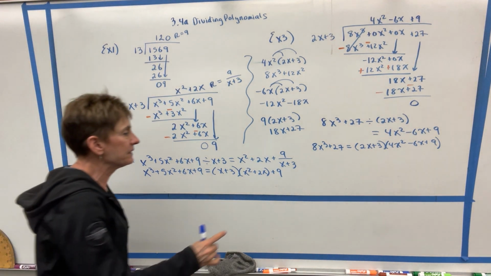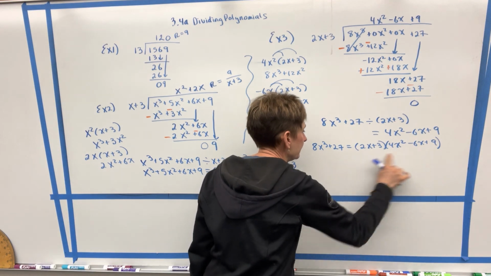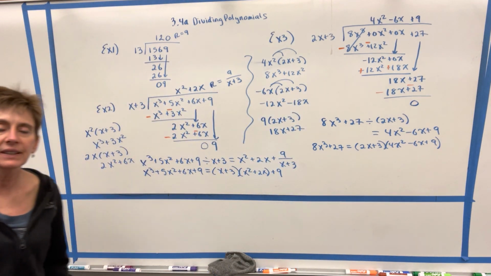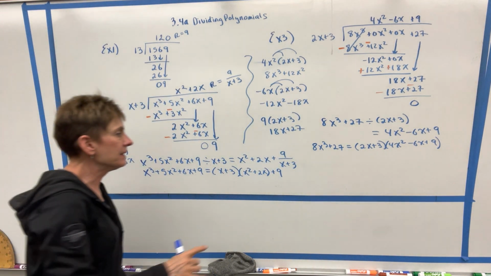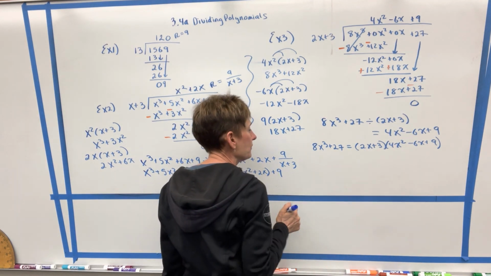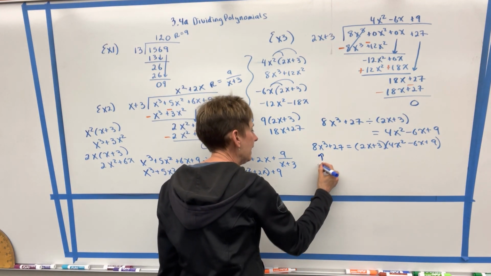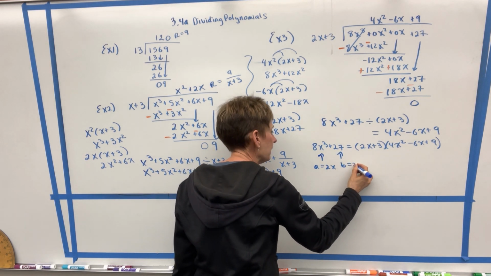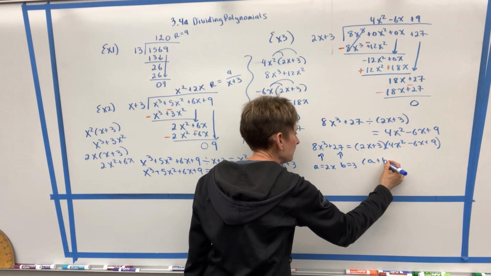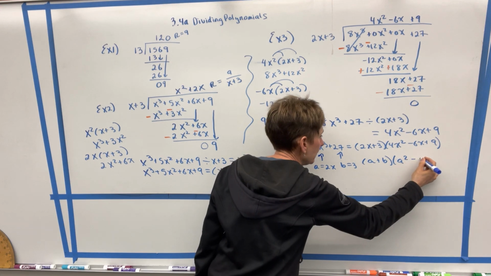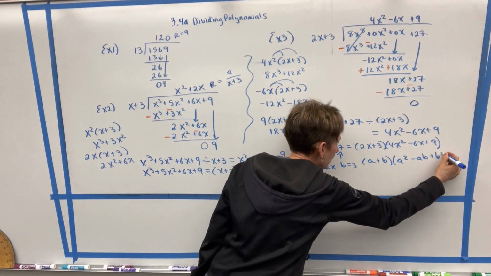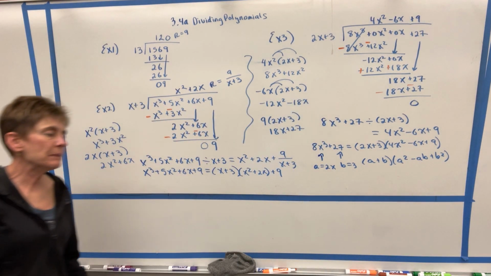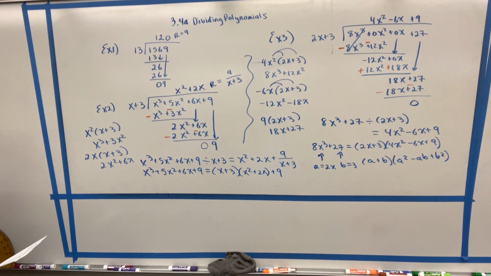Now, I'm wondering if some of you notice what this is here, because this is building on a previous lesson that we had. This is actually our sum of cubes formula, where our A is 2x and the B is 3. And this is A plus B, and this is A squared minus AB plus B squared. So maybe some of you noticed that.